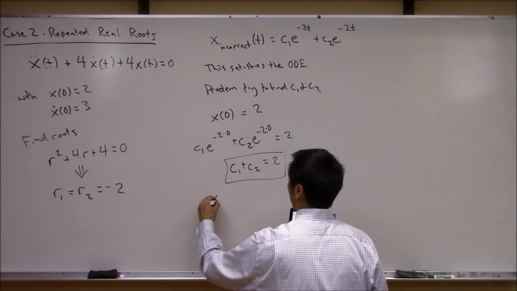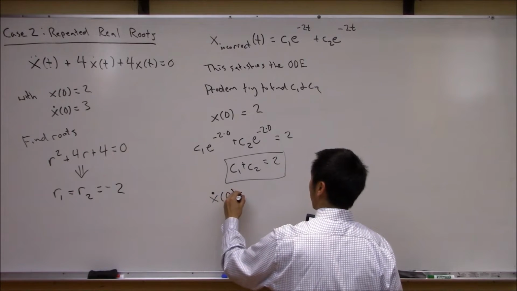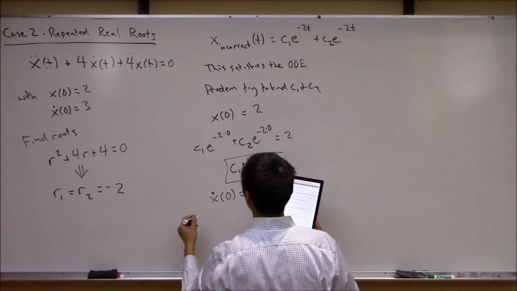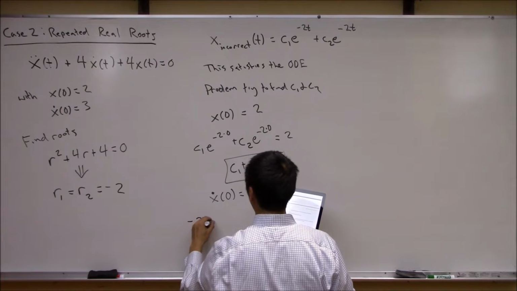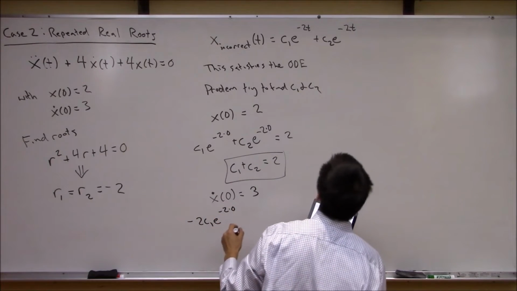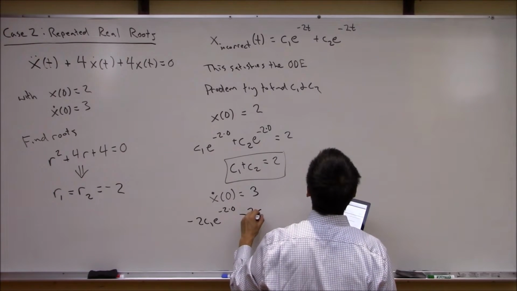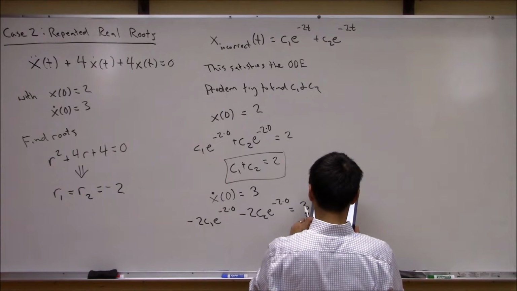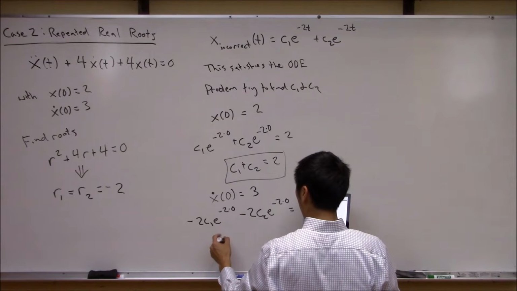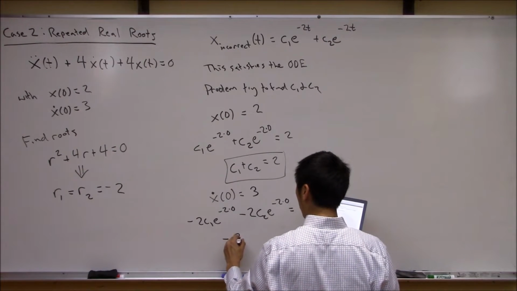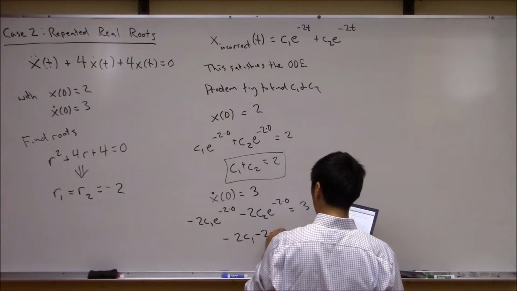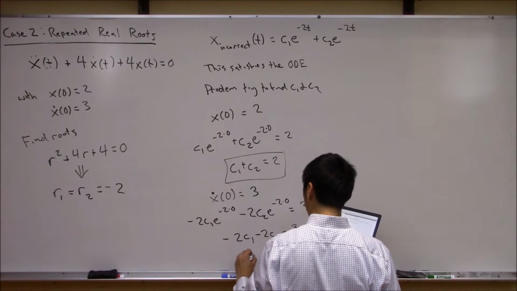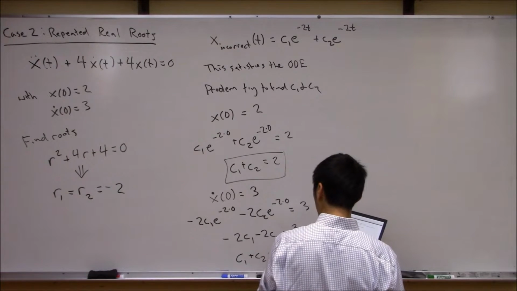Then you go ahead and do the same thing with the initial velocity, which needs to equal 3. That was my second initial condition. So you take the derivative of the proposed solution, and you end up with negative 2c1 e to the negative 2 times 0 minus 2c2 e to the negative 2 times 0, and it's got to equal 3. Since the exponentials are 1, you end up with negative 2c1 minus 2c2 equal to 3. You could rewrite this by factoring out the negative 2 and moving it to the other side, so c1 plus c2 has got to equal negative 3 halves. Box this up and save this.